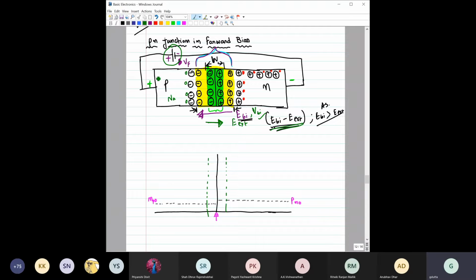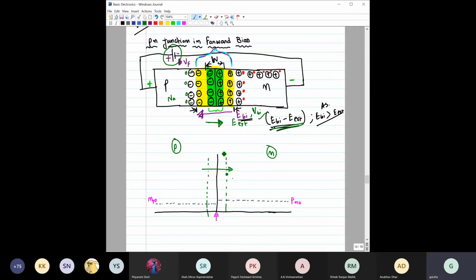The holes, which are the majority carrier in this p-type semiconductor, will try to diffuse out. Again, remember, this is the N side and this is the P side. When these holes diffuse from the P side to the N side and come to the N side, they become the minority carrier, because here the electron is the majority carrier. So when the holes come here, we look at the hole concentration. Earlier, at equilibrium, the hole concentration was given by p_n0. But now, due to diffusion, a huge amount of holes is coming from the P side to the N side, and the concentration is this.